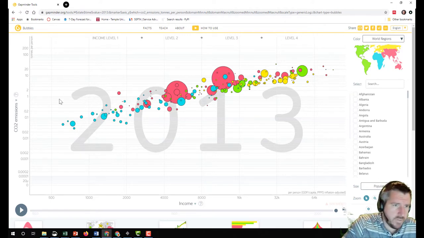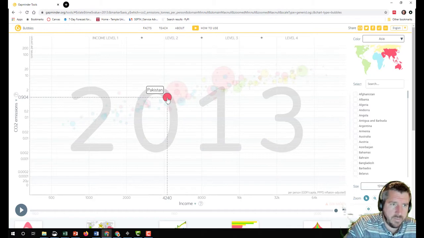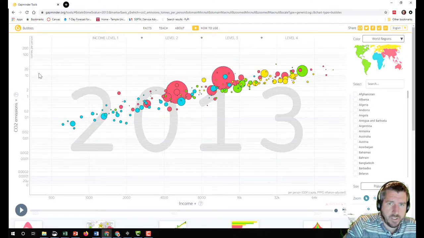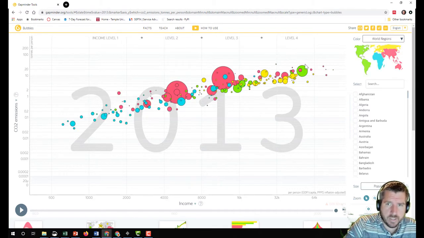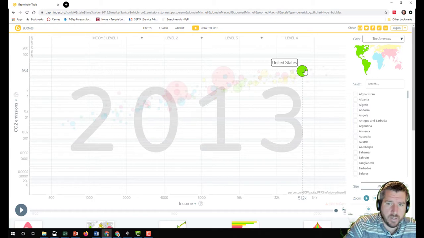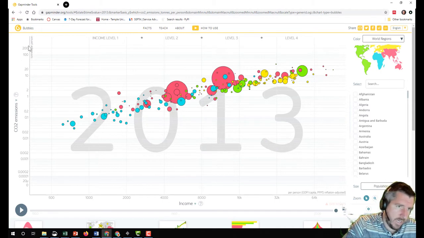Now, the first thing I want to show you is the CO2 emissions. Also, this is a log scale. Right on one, Pakistan uses about 1 ton of CO2 per person a year, and it doesn't look like it's that much up the graph. But China is 7.42, just a little bit up the graph, and the United States is 16.4. So it's not a straight-line scale.